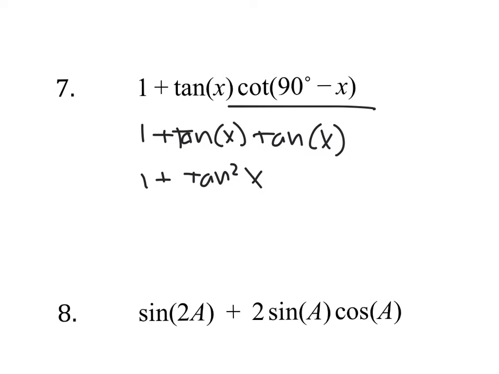And if you go in your note card, you should have a series of 3 Pythagorean identities. This should show up there. And the identity for that says that it's equivalent to secant squared of x, which is all you need.